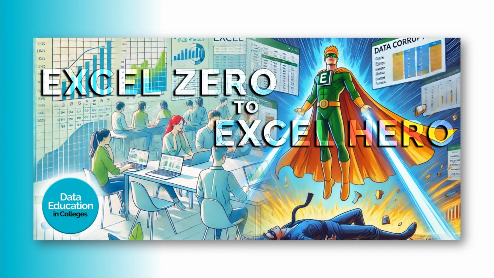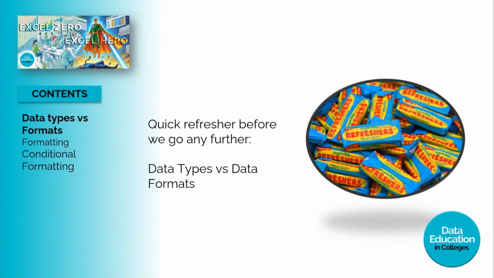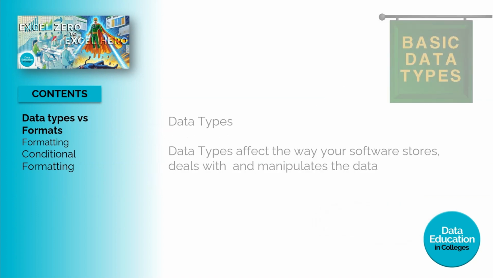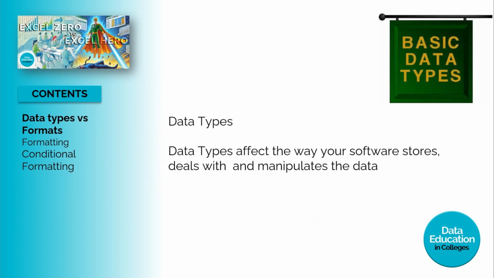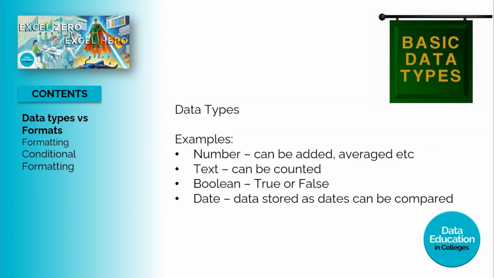Okay then, let's have a look at types and formats. Might just be a wee refresher for some of you, but vital that we get this right. With Excel, or any other programming language for that matter, you've got different data types. And the data types affect the way that the program stores and deals with the data, and the way you can use that data. In Excel: number, text, Boolean, or date.